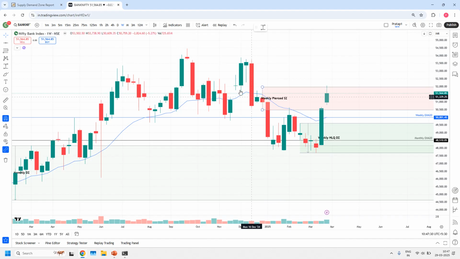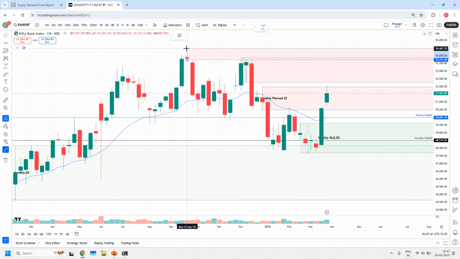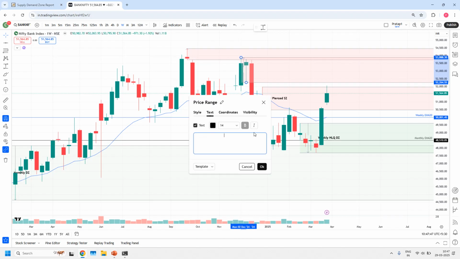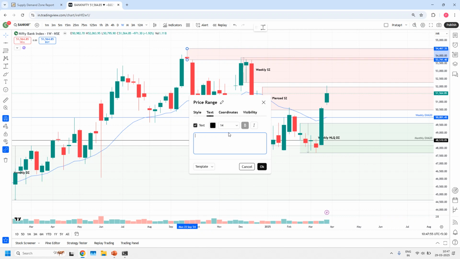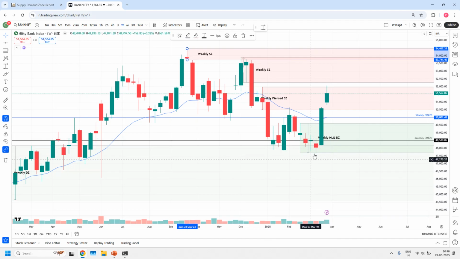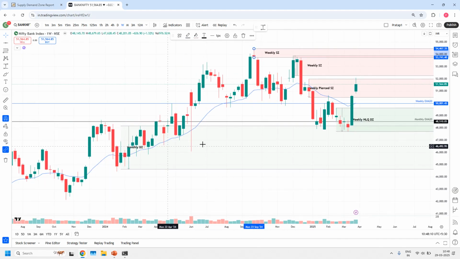Here you have a rally base drop, and also here you have a rally. Both are LOTL zones. These two are LOTL zones. So I have drawn all the weekly supply zones. Okay. It's better to draw one more supply zone, a demand zone also, below. It would be good, right?